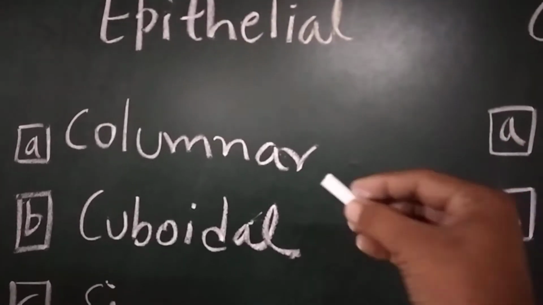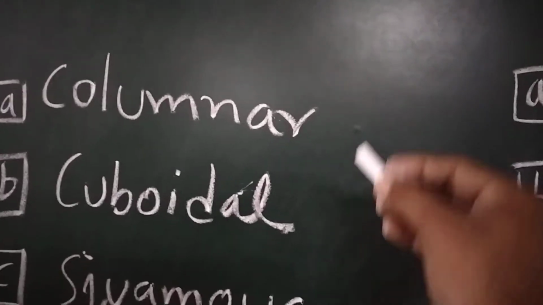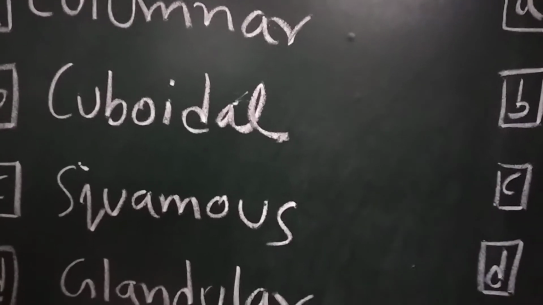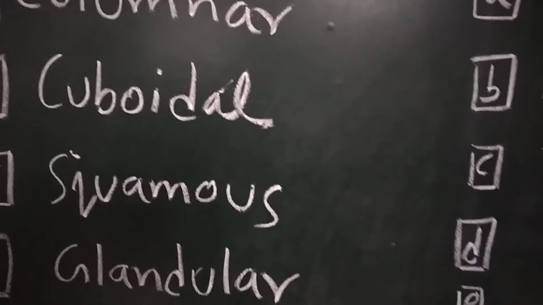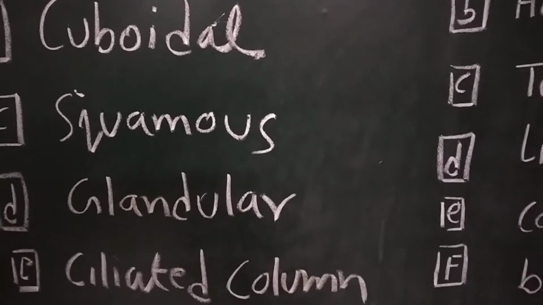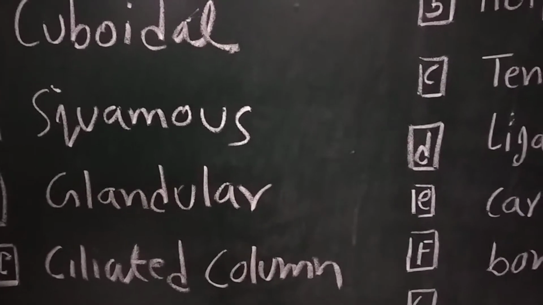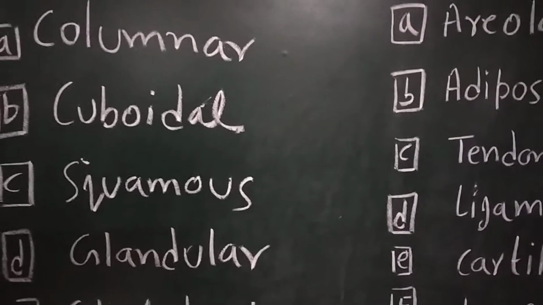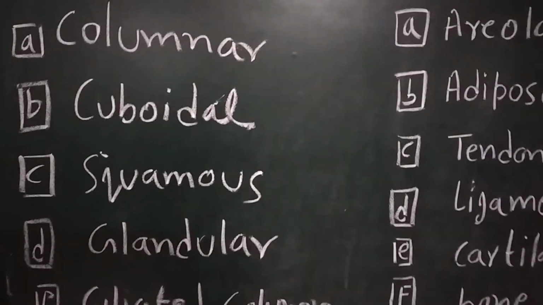Epithelial tissue: column type, cuboidal type. Their arrangement is like that: column arrangement, cuboidal arrangement, squamous arrangement. That's why they are named so. Glandular means gland type of tissue, they are called glandular. Ciliated means their body has hair for different functions. By that name they are named so: column epithelials, cuboidal epithelials.